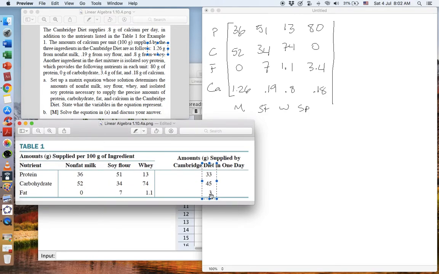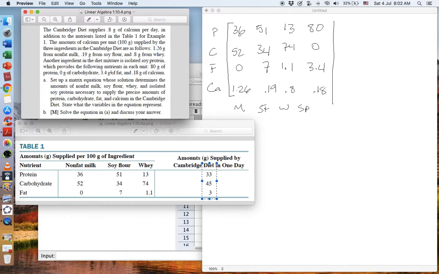33, 45, 3, and our last one here is given 0.8. Where did it go? 0.8 grams from whey.